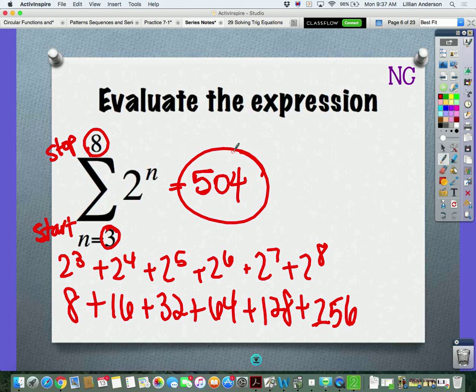Okay. Yes. All right. So just to make sure we clear this up, the bottom number tells you where you start in the sequence. Like the other ones, yes, we started at 1, but this one in particular, we're starting at 3, and then we're going all the way up to the 8th term. That's where we stop. Okay?